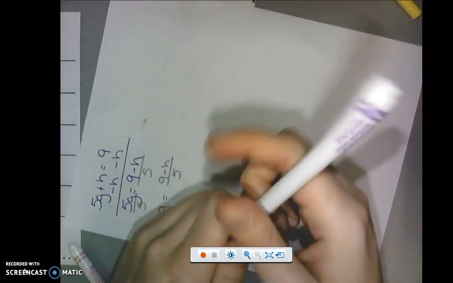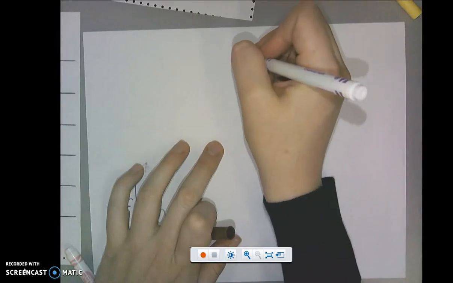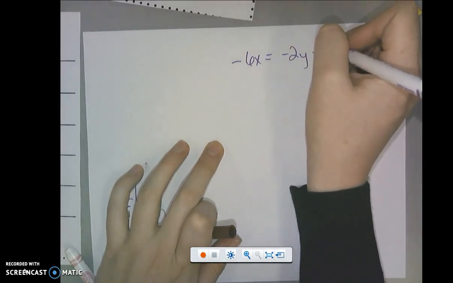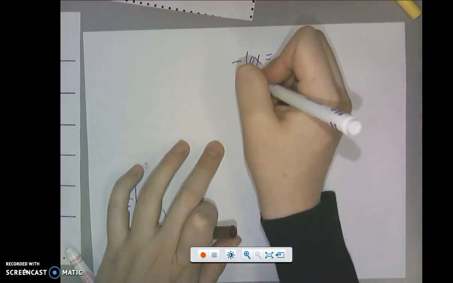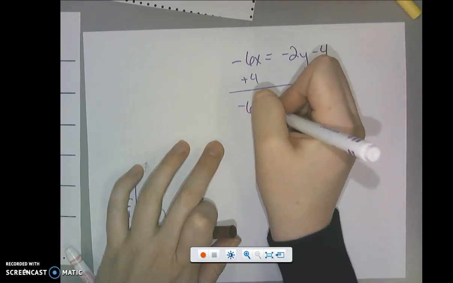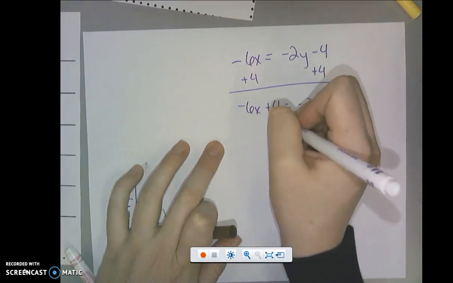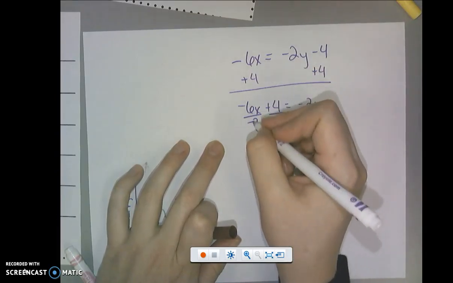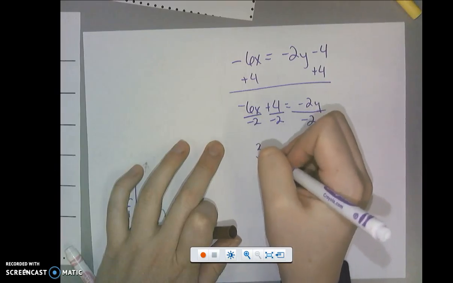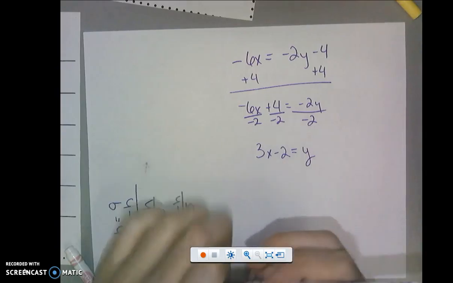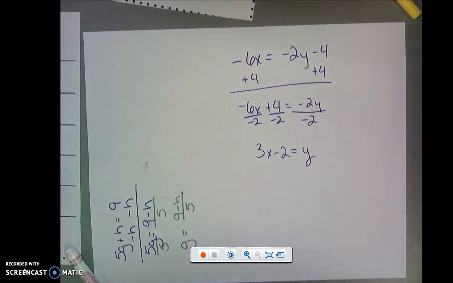And the last one, 7. We're going to solve for y again. So we have negative 6x equals negative 2y minus 4. I'm going to add 4. And I'm going to divide everybody by negative 2. And negative 6 divided by negative 2 is 3x. 4 divided by negative 2 is negative 2. And that's y. And that's literal equations in a nutshell.